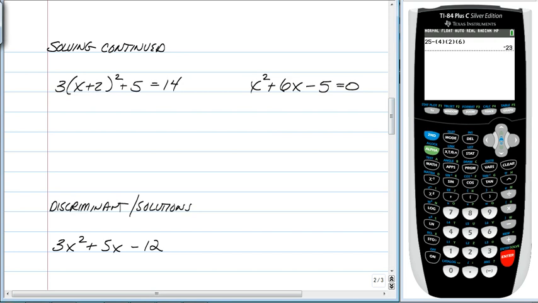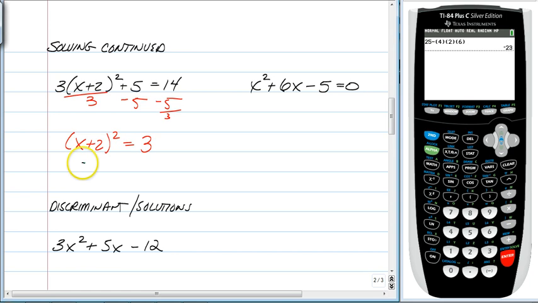Solving continued. This guy is already set up to solve with square roots. There's nothing else you should even think about for this. So you'd subtract 5 first from both sides. And then you're going to have to divide both sides by 3. So 14 minus 5 is going to give you 9. Divide by 3. So you're going to have x plus 2 squared is equal to 3.